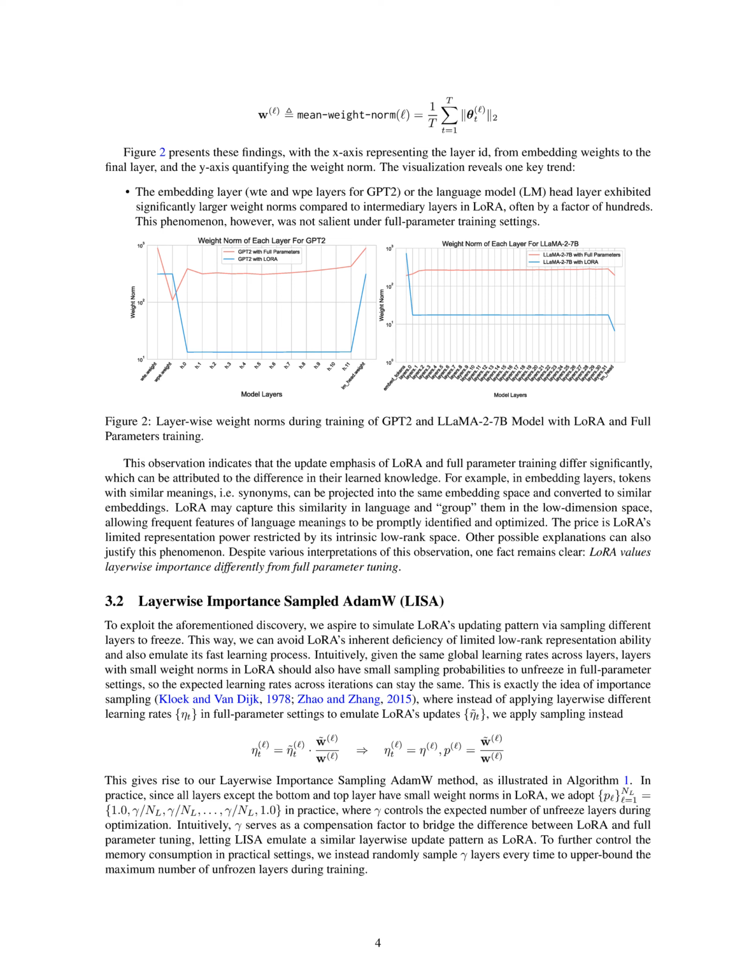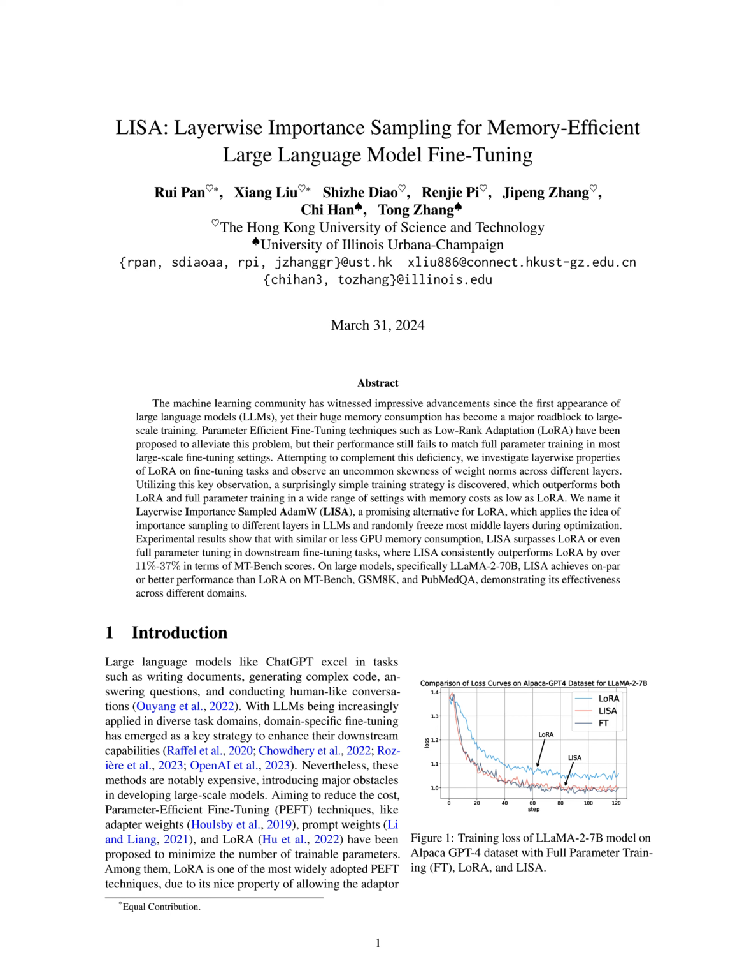By sampling different layers based on their importance, LISA emulates LoRA's updating pattern while avoiding its limited low-rank representation ability and fast learning process. This approach allows LISA to bridge the difference between LoRA and full parameter tuning, enabling effective training of large-scale language models with less memory consumption.